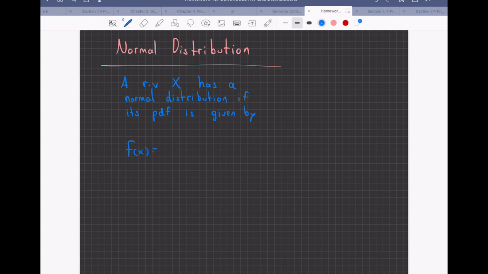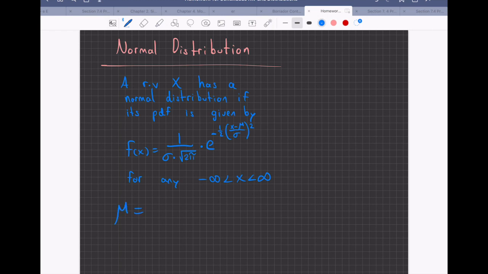f of x equal to 1 over sigma times square root of 2 pi times the exponential function raised to the negative 1/2 of x minus mu divided by sigma, raised to the square, for any real number. This distribution is valid for any real number.